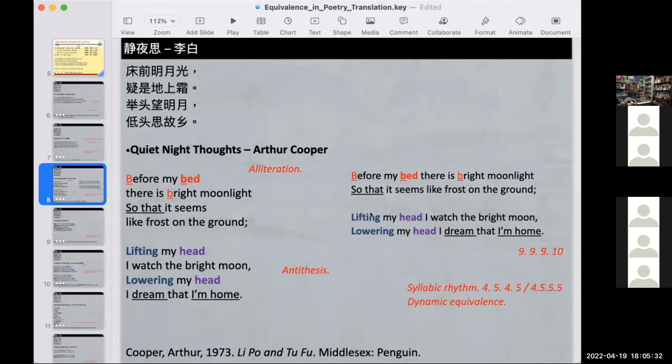You can also write it this way. Before my bed, there is bright moonlight, so that it seems like frost on the ground. Lifting my head, I watch the bright moon. Lowering my head, I dream that I'm home. You can also write it this way, but he preferred, I have his book, he preferred to translate it in two stanzas.